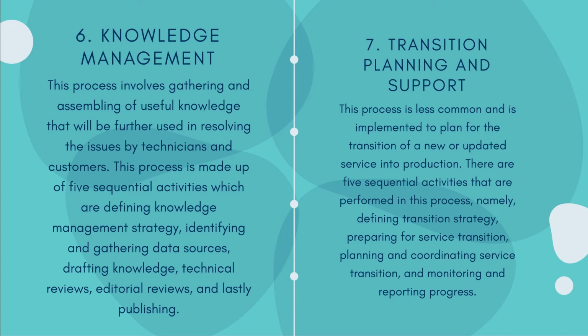7. Transition planning and support. This process is less common and is implemented to plan for the transition of a new or updated service into production. There are 5 sequential activities that are performed in this process, namely, defining transition strategy, preparing for service transition, planning and coordinating service transition, and monitoring and reporting progress.